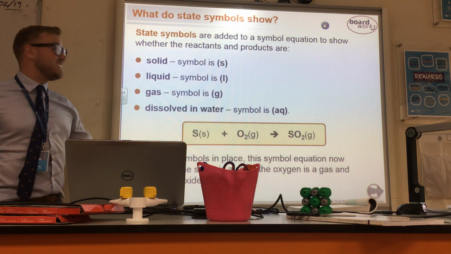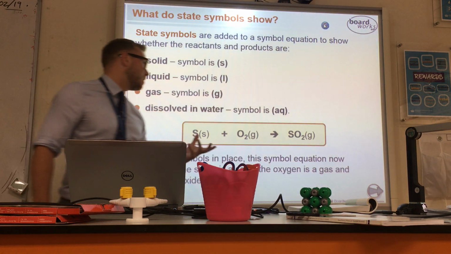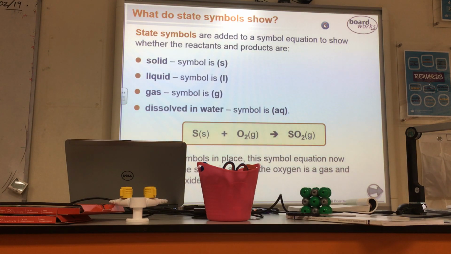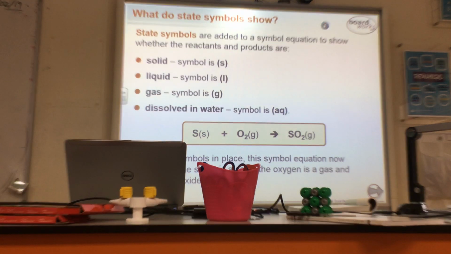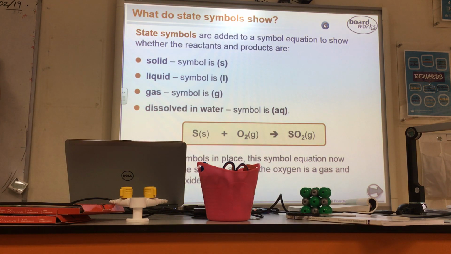Perfect, yeah. Liquid is L, G is gas, and the only other one you'll come across is AQ, which stands for aqueous. Is that when H2O is in the equation? Not when H2O is in the equation, it means it's used as a solvent. It's when that thing is dissolved in water. So you often see it with acids. So hydrochloric acid is HCl, AQ.